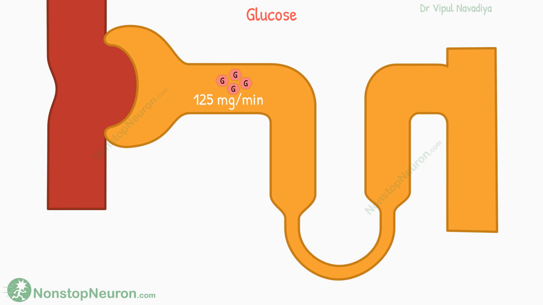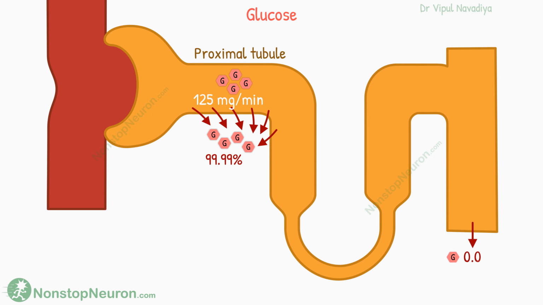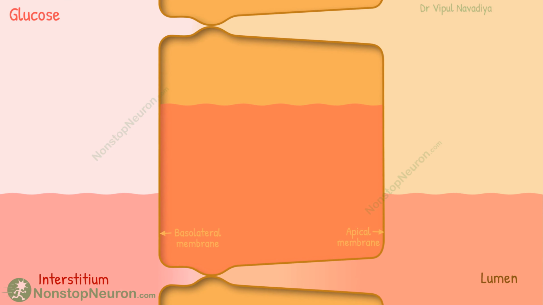Now coming to the reabsorption part. The proximal tubule plays the main role in this. At normal blood levels, it is reabsorbed almost completely. So very trace amount is excreted in urine. Now let's see the mechanism of reabsorption at the molecular level.